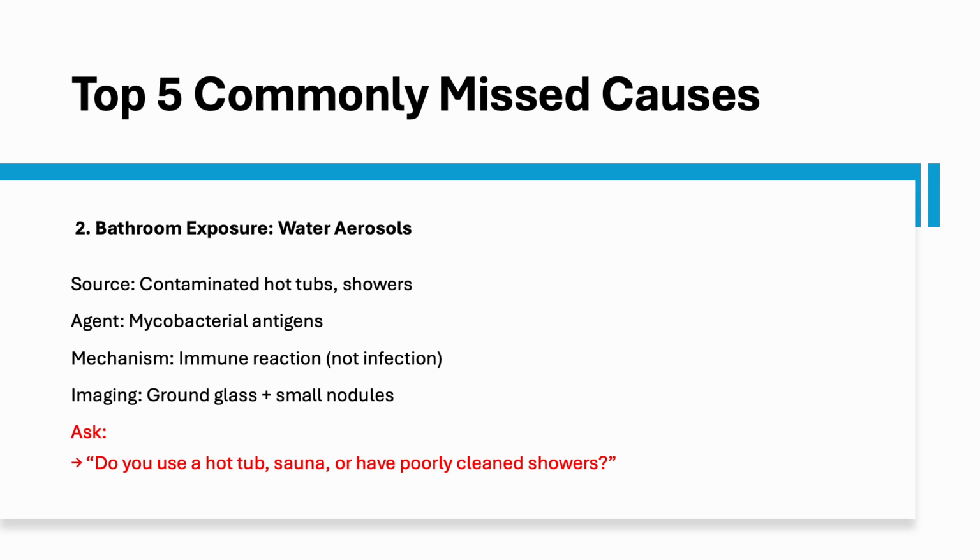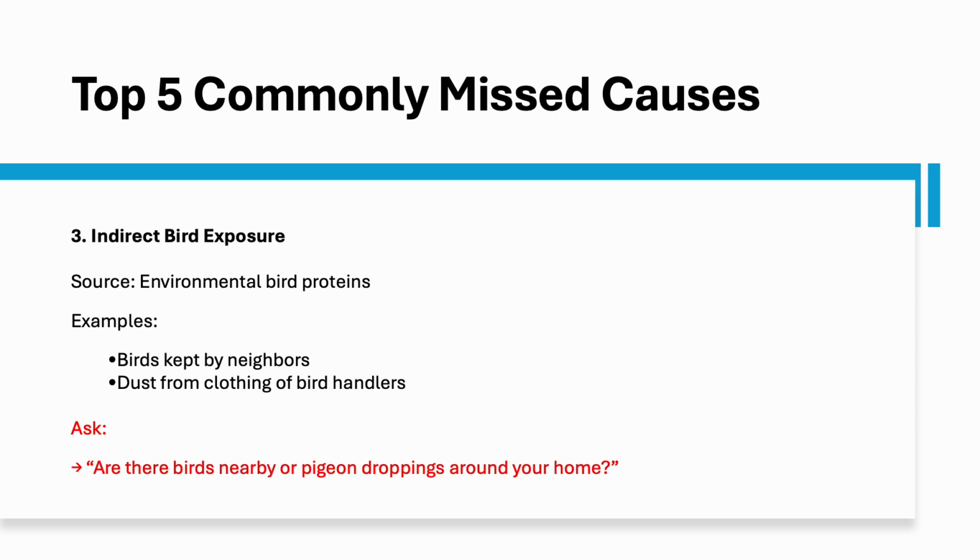Secondly is bathroom exposure. We need to ask them about hot tubs, saunas, and poorly cleaned showers, because those are a source of mycobacterial antigens. Often you do end up finding more ground glass and small nodular appearance on the CT, but I will give that a bit less focus because HP in general will have a ground glass appearance, especially the inflammatory type.